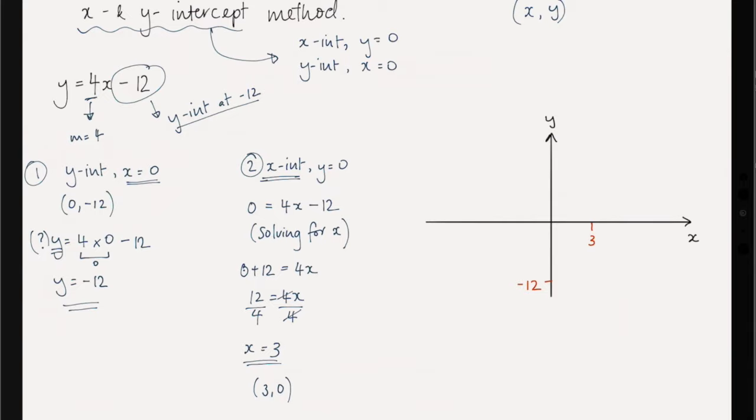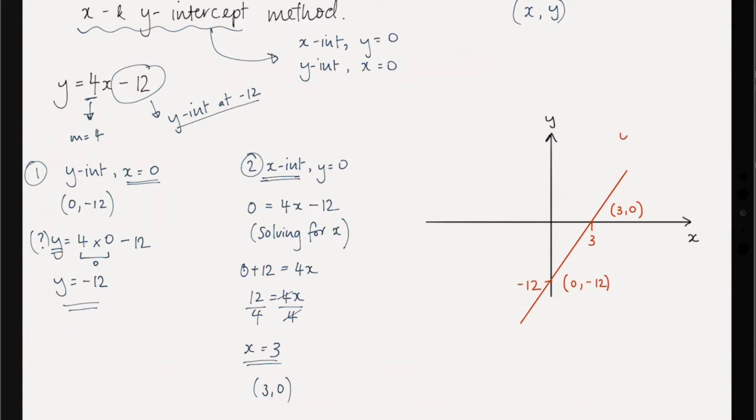Now obviously my graph is not to scale, but don't feel pressured to, just make sure that it does make some sense. So now that I've plotted my points, I'm going to draw a line connecting the 2 points. And there we go. So now that we've done this, make sure to actually label our points of intersection. When x is equal to 3, writing that as a coordinate, I'm just going to write 3, 0. And writing this as a coordinate, I'm going to write 0, negative 12.